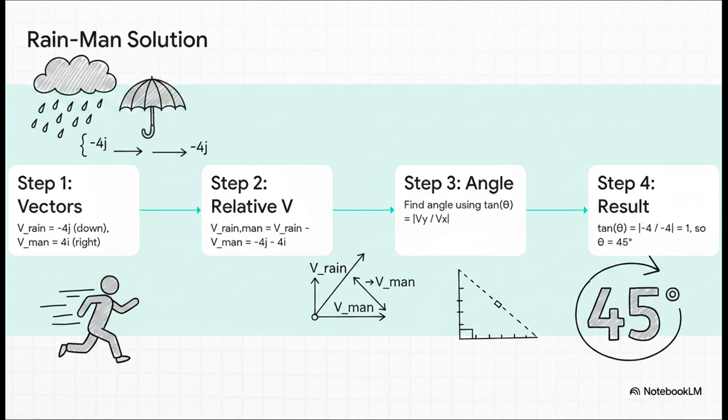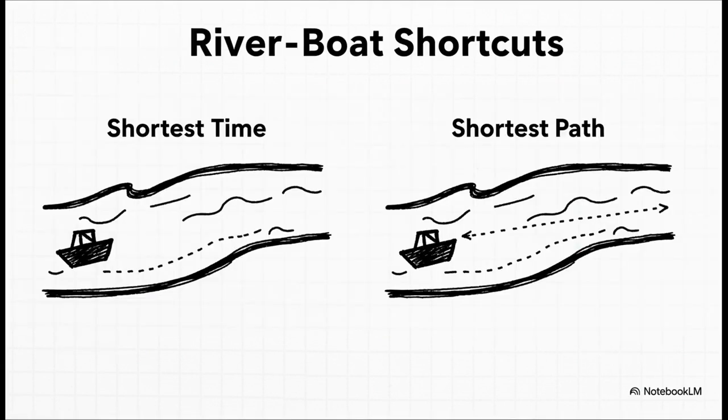Tan of theta is just the magnitude of the vertical component divided by the horizontal component. So tan of theta equals the magnitude of minus 4 divided by minus 4, which is just 1. And when is tan of theta equal to 1? When theta is 45 degrees. See, it's that simple. Now, another really important case for relative motion is the riverboat problems.